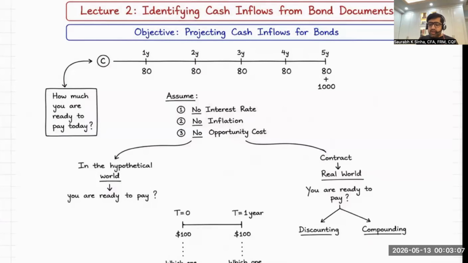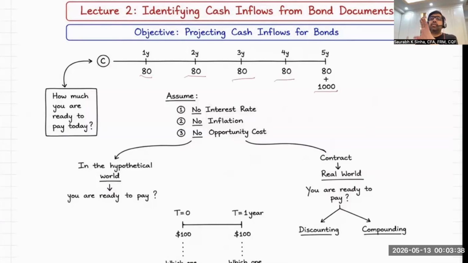So I'm asking the question again. If I have a bond or a fixed income instrument which is going to give me 80 after 1 year, 80 after 2 years, 80 after 3 years, 80 after 4 years, and 1080 after 5 years, if this is my cash inflow, the question is how much you're ready to pay today. That is valuation.